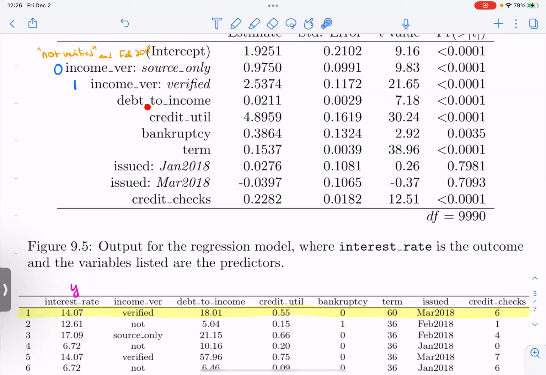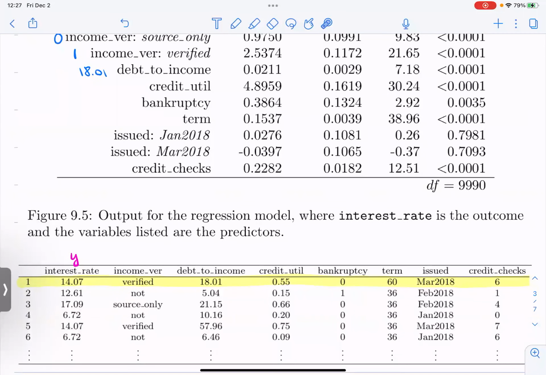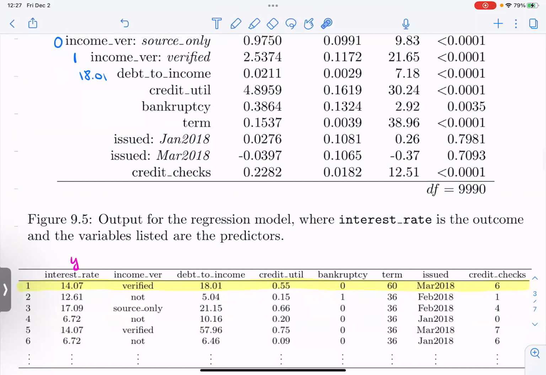The debt to income ratio for the first observation is 18.01. So 18.01. Should have reminded myself what this one is. Credit utilized, something like that. Utilization. Credit util. Credit util, 0.55.